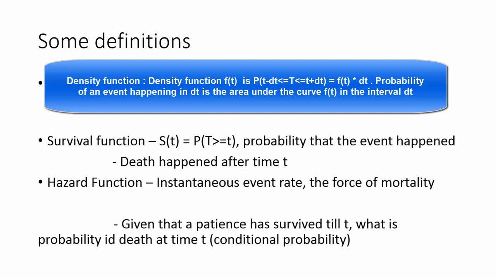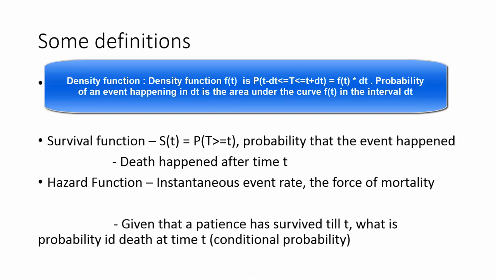Next is the hazard function. It's the instantaneous event rate, otherwise known as the force of mortality. We define it as: given that a patient has survived till time t, what is the probability that it's going to die at time t? So it's the conditional probability. Using the same example we can define the hazard function.